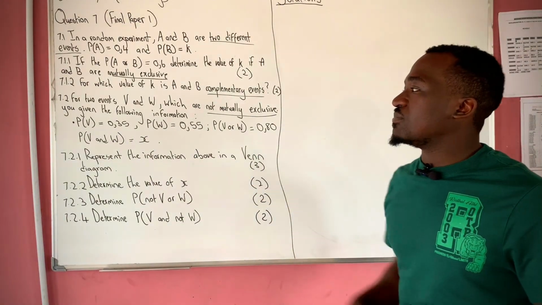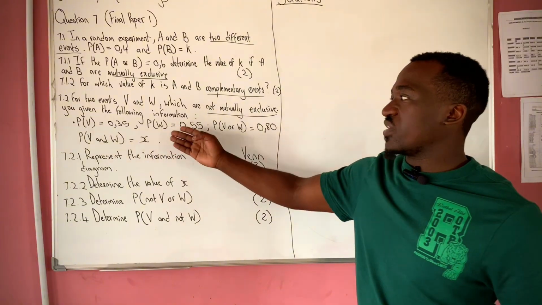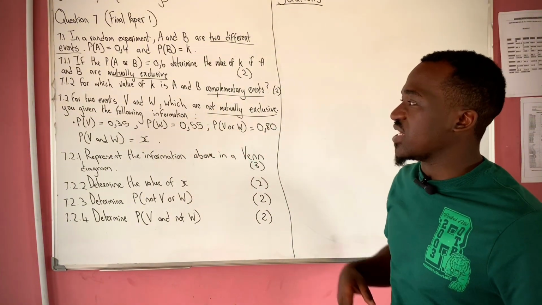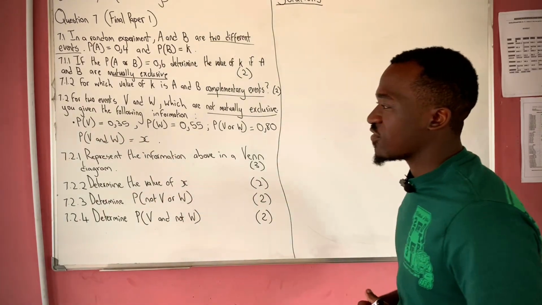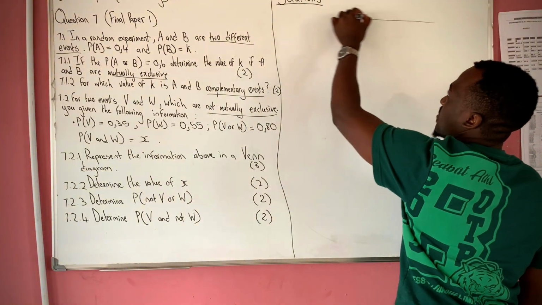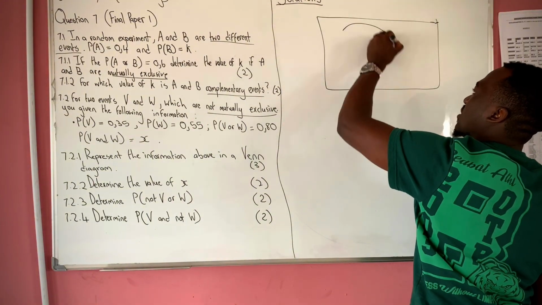Looking at this, you can simply see this is the information we're given. P of V is 0.35, P of W is 0.55, P of V or W is 0.80, P of V and W is equal to X. Now, we want to represent the information in an event diagram. How do you represent this? We draw a big diagram so that we can see it clearly. Then we have these two circles.